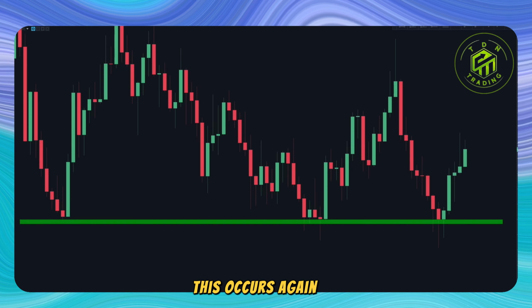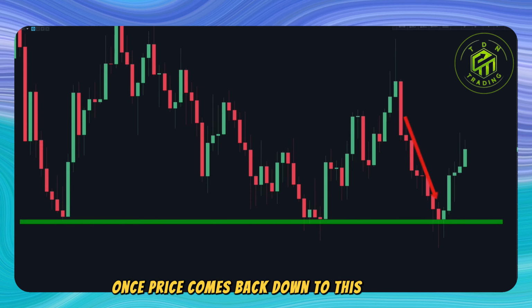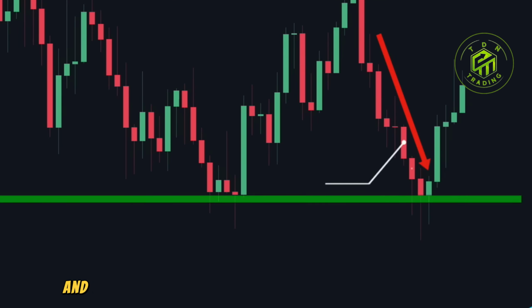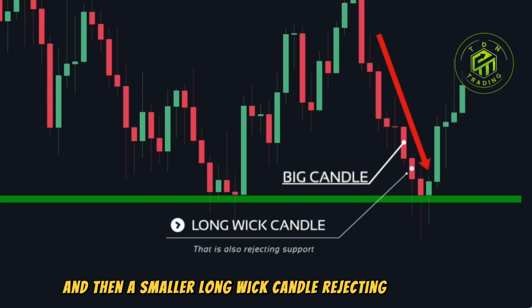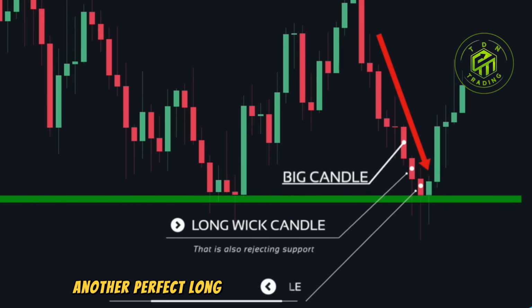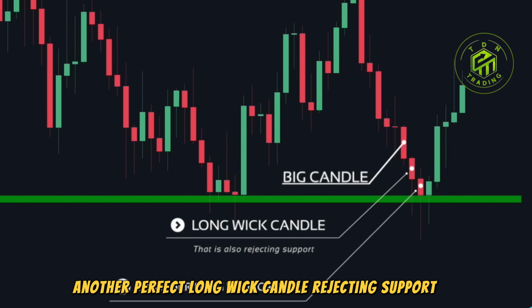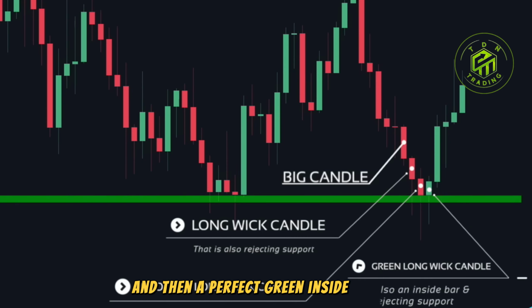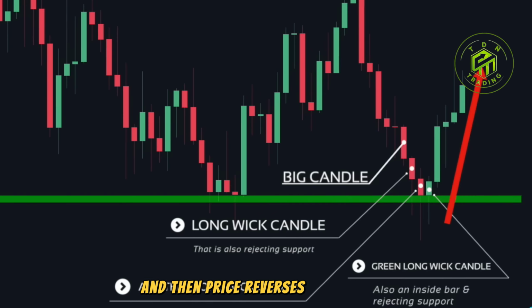This occurs again once price comes back down to this area. We have a big candle and then a smaller long wick candle rejecting support, another perfect long wick candle rejecting support, and then a perfect green inside bar long wick candle rejecting support, and then price reverses upwards.